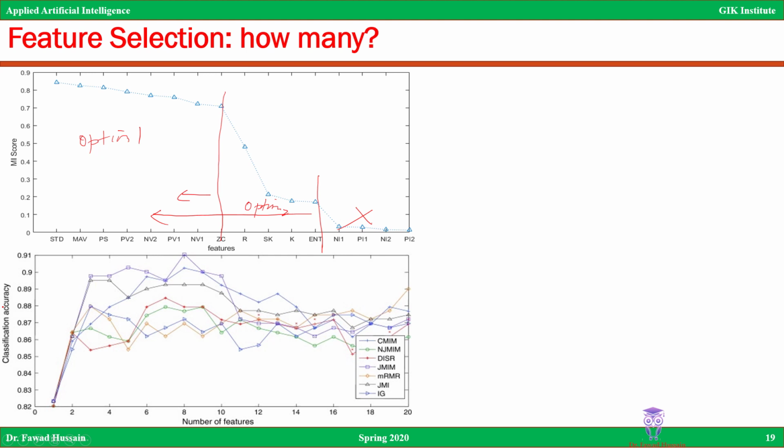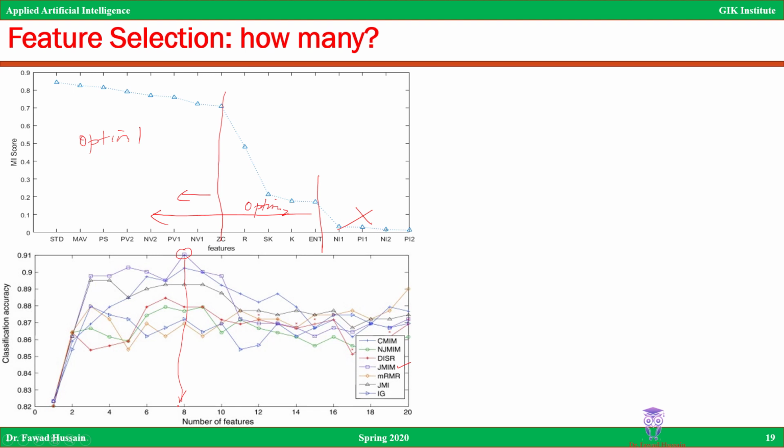And from this graph I can see that if I choose 8 features using this approach, JMIM, I am getting the highest classification accuracy. So perhaps this is a good option: choosing JMIM as the feature selection technique and using 8 features.